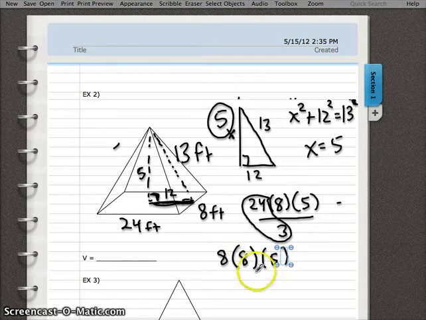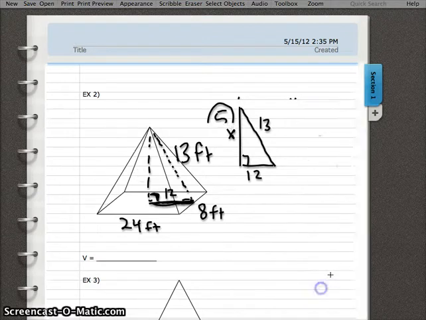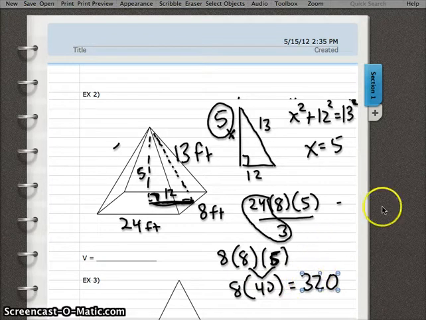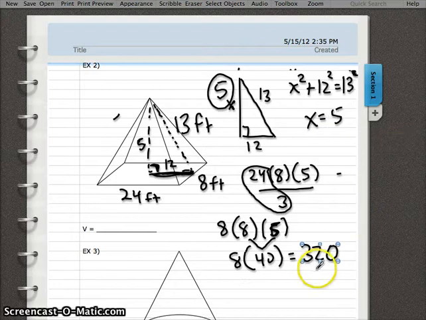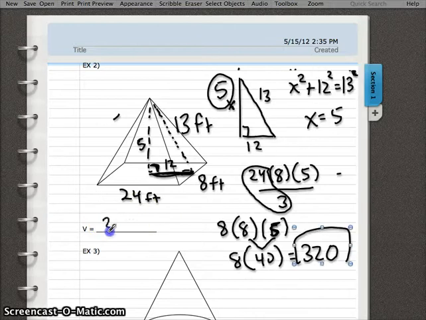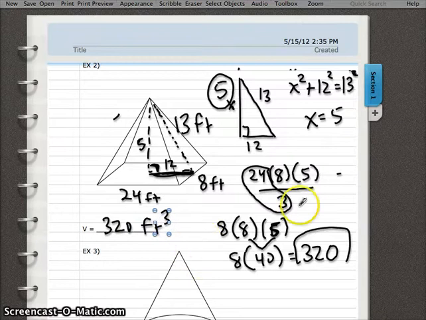We could do the bigger numbers first, or we could multiply the smaller numbers first, which makes it a little easier. 8 times 5 is 40. And then 40 times 8, we could do in our head, it's just 8 times 4 with a 0 on the end. So there you can see an example of how simplifying helps you do problems in your head a little bit better, and in some cases it's a little faster than doing it on the calculator. So there's our volume, 320, and our units were feet, so we got 320 cubic feet, and that is the volume of that pyramid.